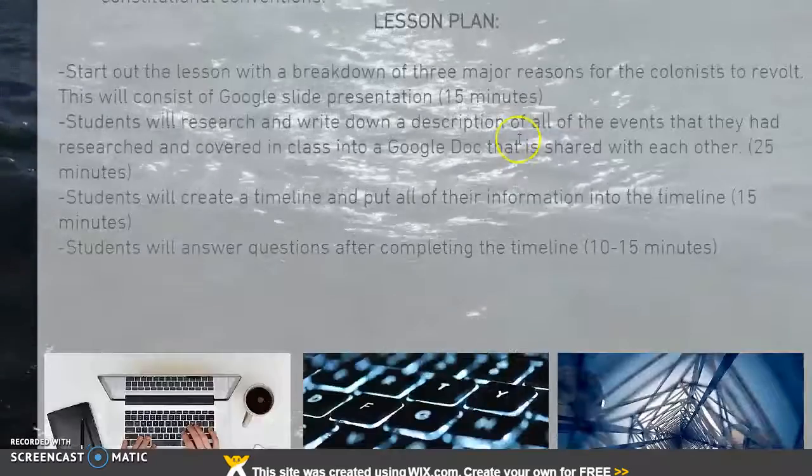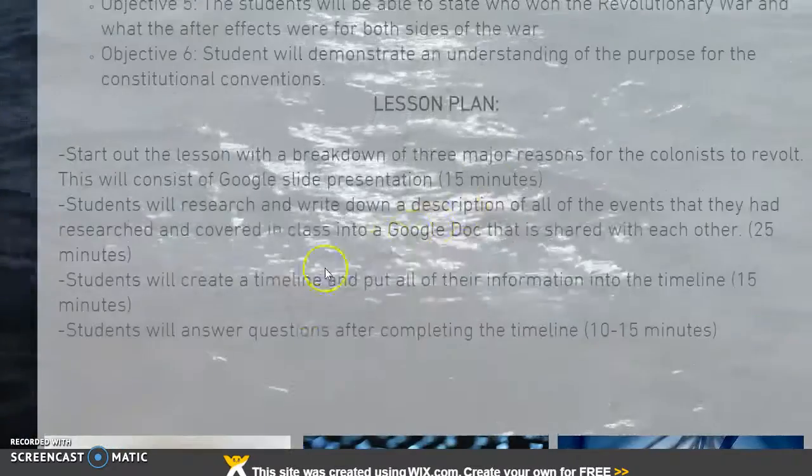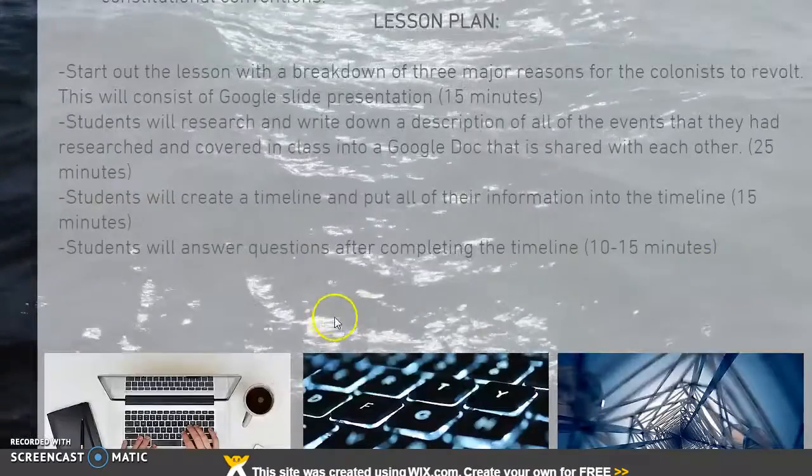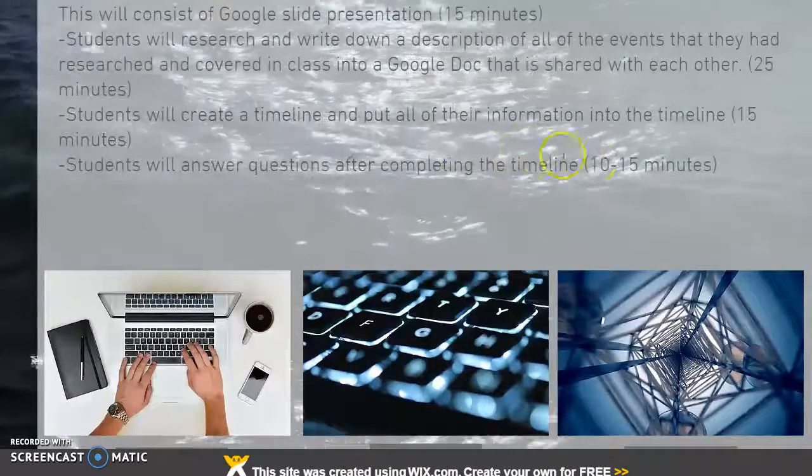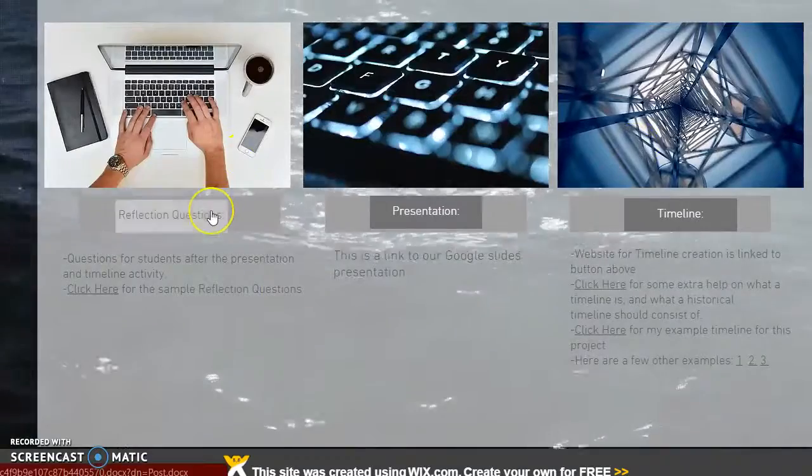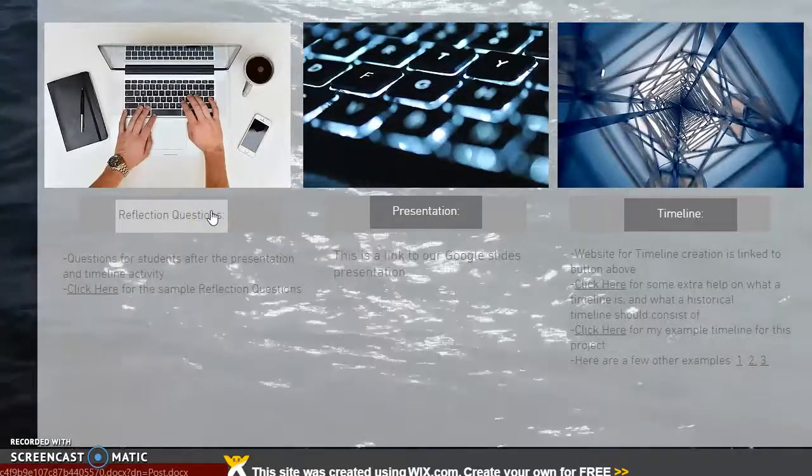And then after that, students will create a timeline and put all the information in the timeline. Students will answer questions after creating the timeline. These are reflection questions right here.